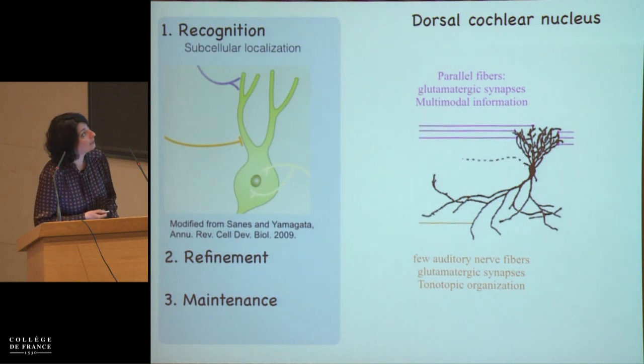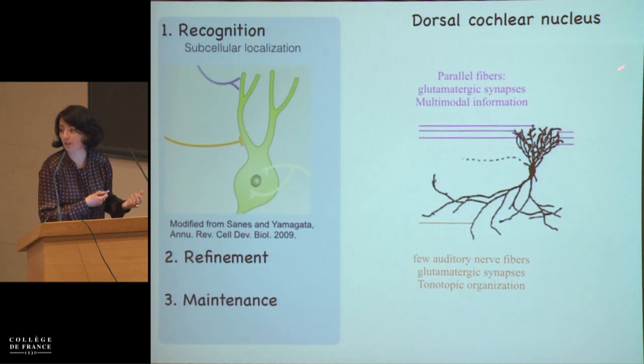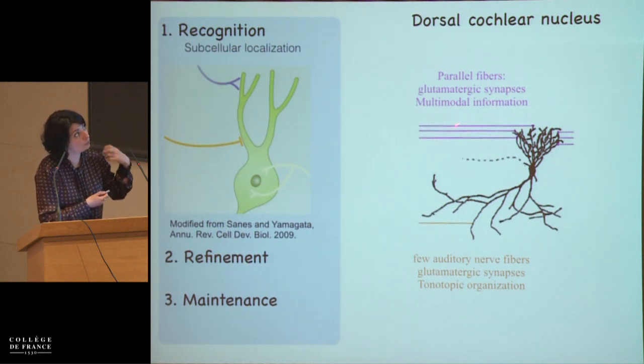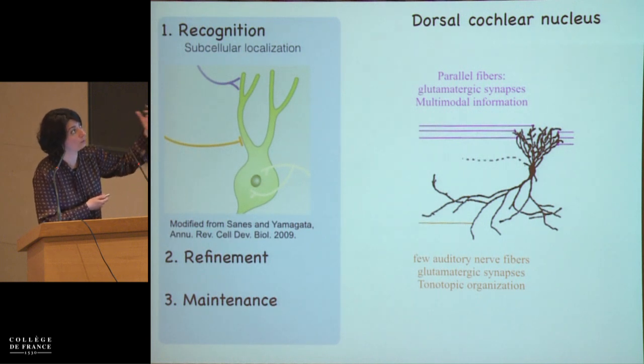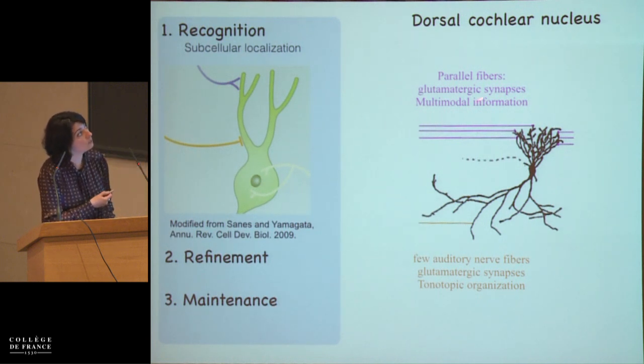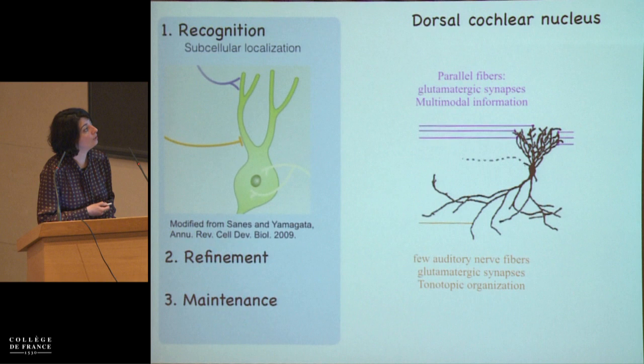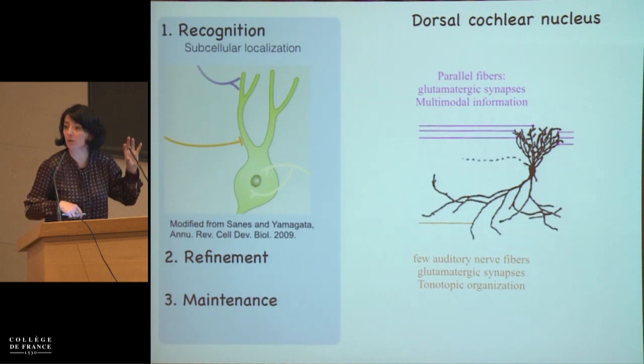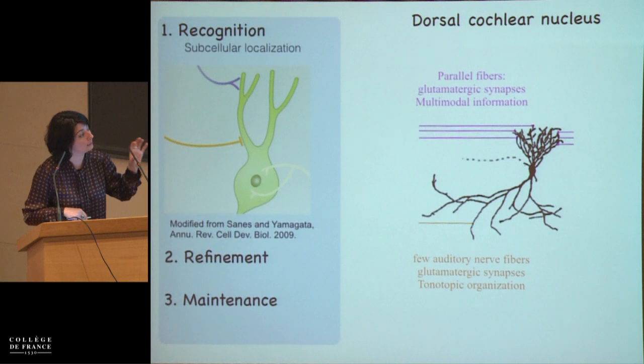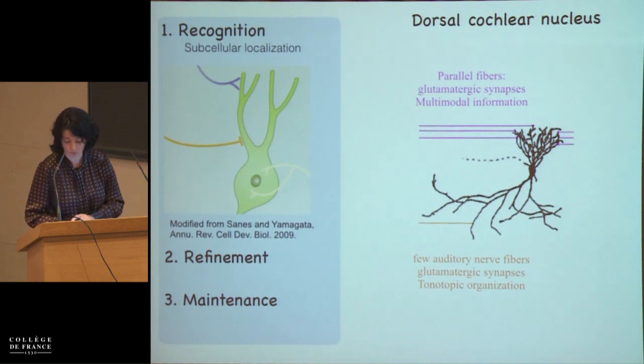And finally, a close example also is found in the dorsal cochlear nucleus, where pyramidal cells also receive two types of glutamatergic inputs. One is also from what is called parallel fibers, that arise from neurons that are very close to the granule cells that are found in the cerebellum. And these also bring multimodal information. And they receive also inputs from auditory nerves that are also glutamatergic and bring the tonotopic information. And these two inputs are also made on very different dendritic parts of these neurons.